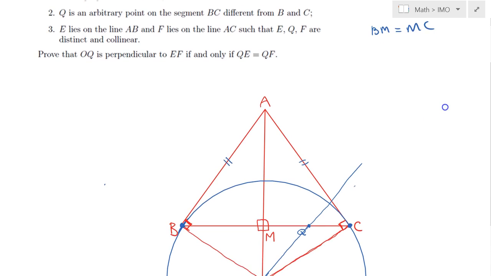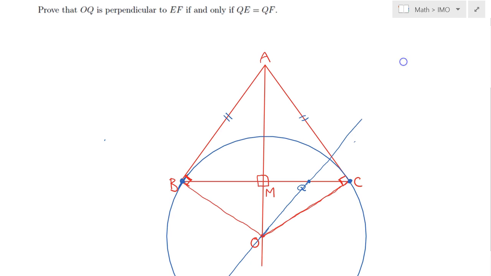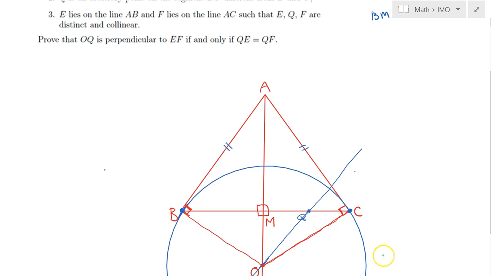And finally, we are given that point O is on AM such that ABO is 90 degrees, but due to symmetry ACO is also 90 degrees. Finally, we connect O and Q, and then we have 2 points E and F, such that E is on AB, F is on AC, and this line EF contains Q. Then we would like to show that OQ is perpendicular to EF if and only if QE is equal to QF. So let's not worry about the third item and the particular question for the moment.